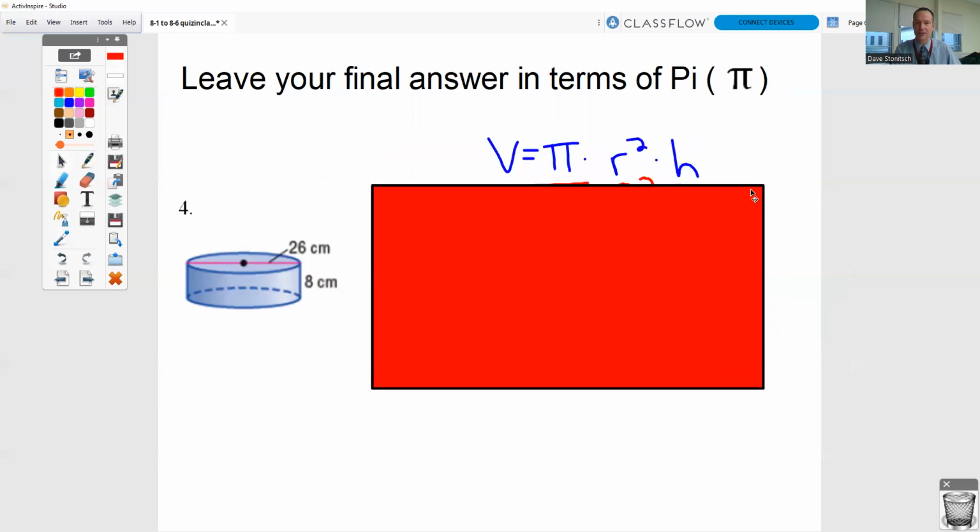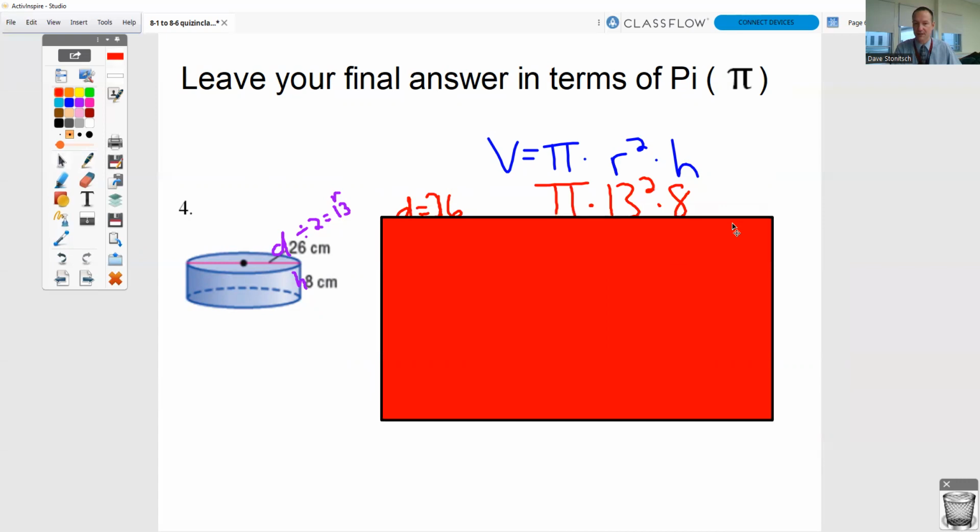In question number 4, we're given a cylinder. So we want to use the cylinder formula, volume equals pi r squared h. Notice that this time we're given the diameter again. This 26 goes all the way across the circle. We never want the diameter. We want the radius. So you have to do 26 divided by 2. 26 divided by 2 is 13. 13 is your radius. 8 is your height.